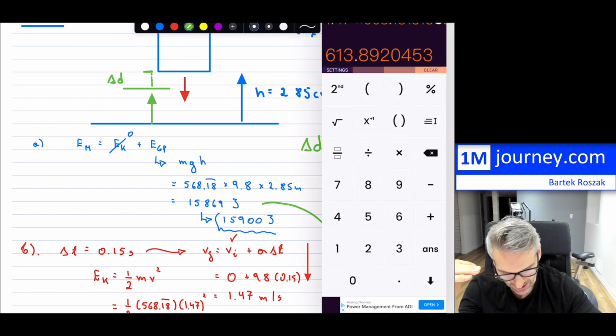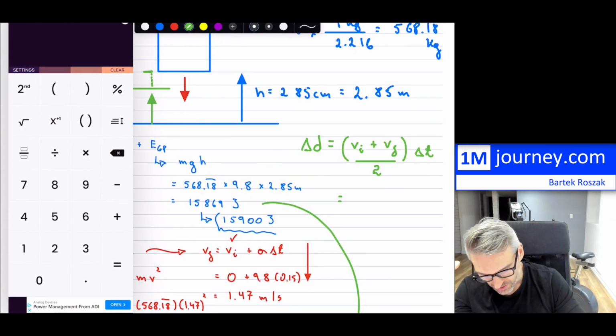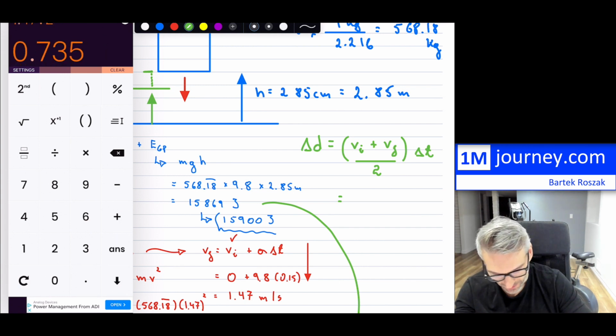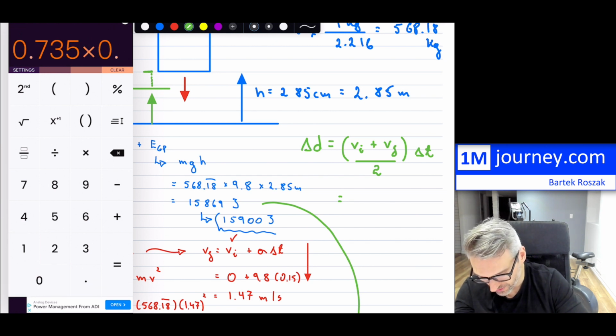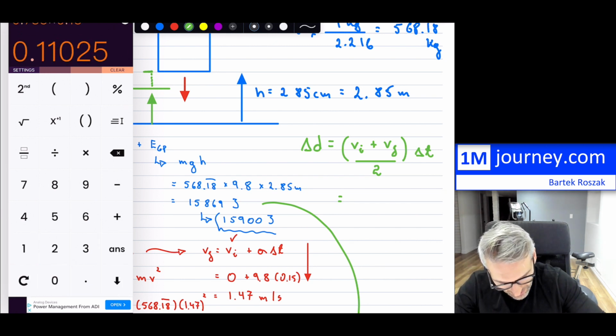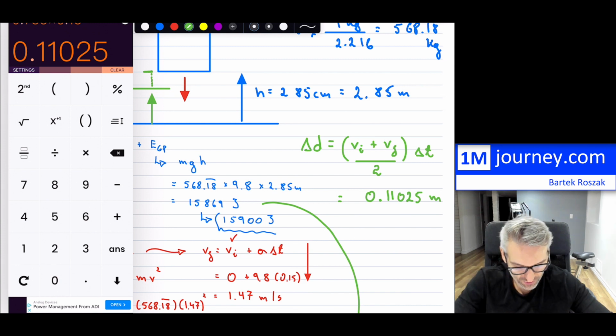So let's calculate that. 0 plus 1.47, that's our final. We're going to have to divide this by 2. And then we're going to take our answer and multiply it by the time. This is a very tiny amount. It has only fallen approximately this much, because it just basically started to fall. It's fallen really just about 11 centimeters down. Now, this is not your height.